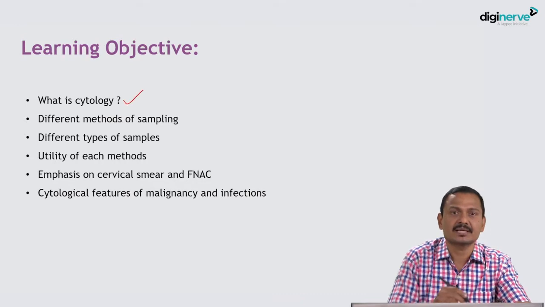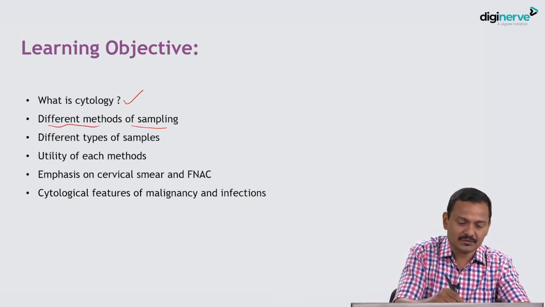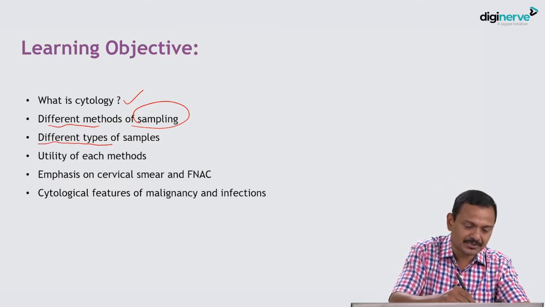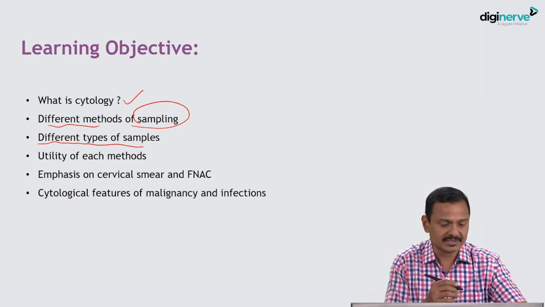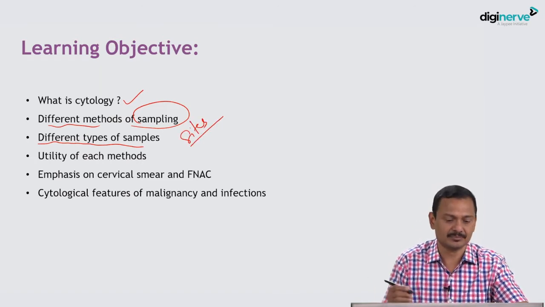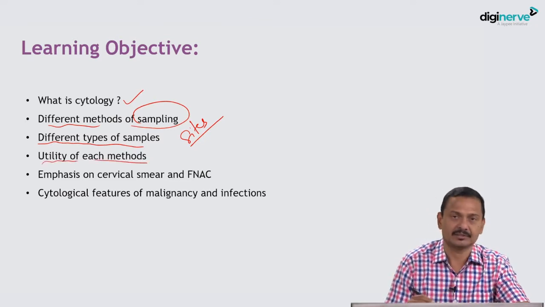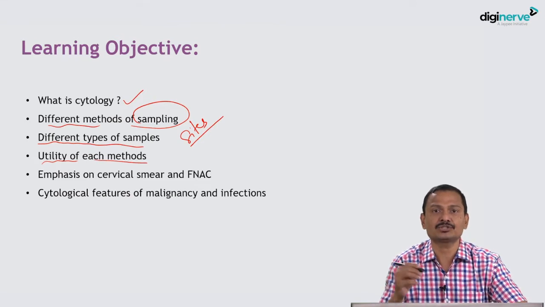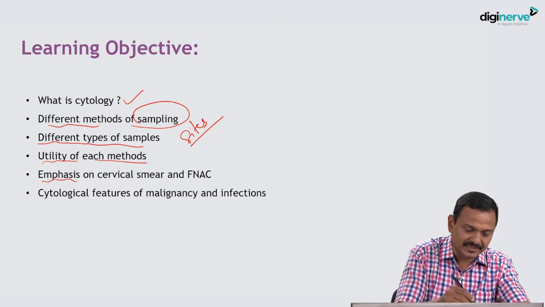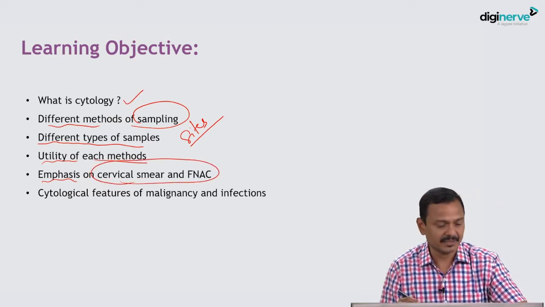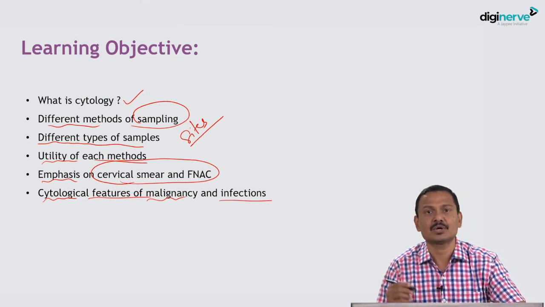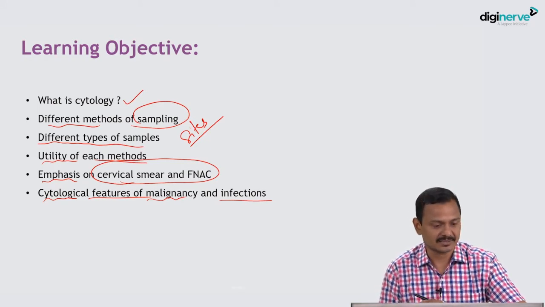First, we will know what is cytology, then the different methods of sampling or how the samples are obtained for cytology, who obtains this sample, different types of sample, what are the different sites from which these samples can be taken, and what are the different types of samples. Utility of each method, like there is FNAC, there is pap smear, there is fluid cytology. So, what is the utility of each of these types of method? We will emphasize on FNAC and cervical smear, then we will talk a little bit towards the cytological features of malignancy and infections with some nice good clinical images as well as pathological images. Okay? So, let us start the session.